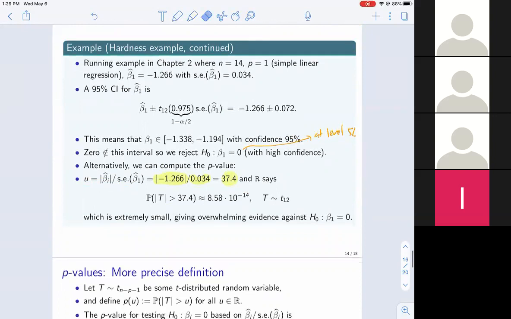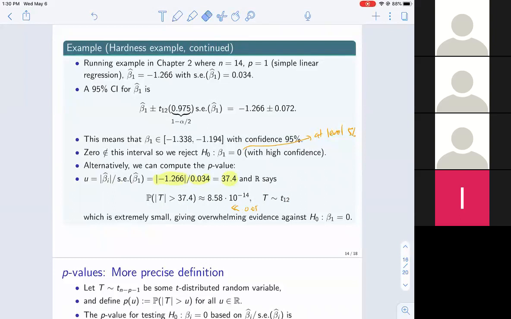And then you go and see what is the chance that a t distribution with 12 degrees of freedom, that's the random variable, in absolute value is bigger than 37. And you can do it in R, or you can look at the tables. And it turns out that this probability is very small. This is like 8.58 times 10 to the negative 14, which is definitely much less than 0.05. So you would reject.